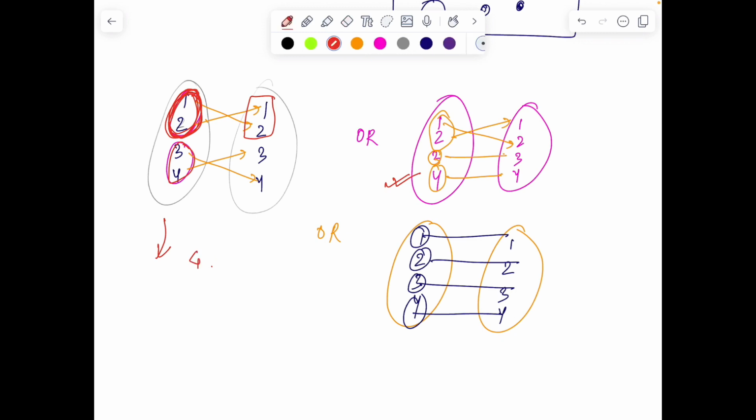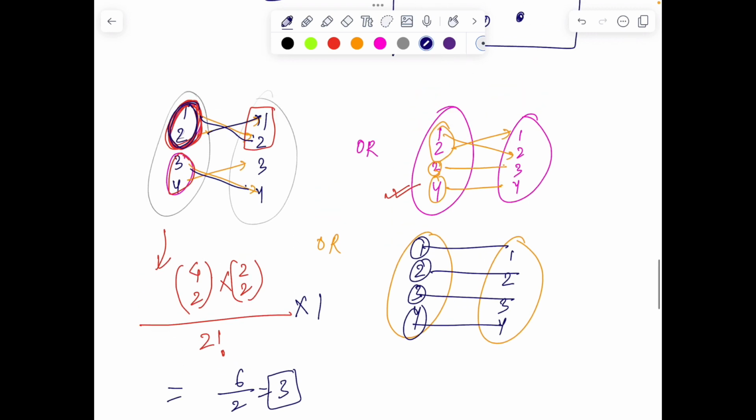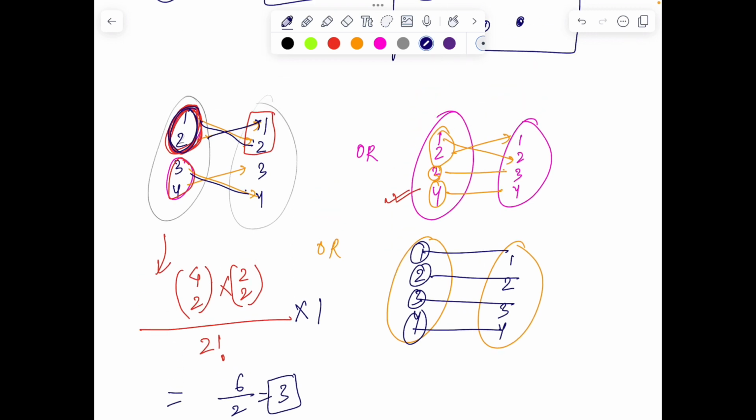That's very simple. We have 4 objects, select 2 of them, and from the remaining 2 select 2 of them. Since the group size is the same, it might happen that I selected 1, 2 first and then 3, 4, or 3, 4 first and then 1, 2, so I will divide by 2 factorial. Once I have selected the groups, there is only one way in which 1, 2 can go to 2, 1, or 3, 4 will go. So we got 6 by 2, which is 3 total cases.